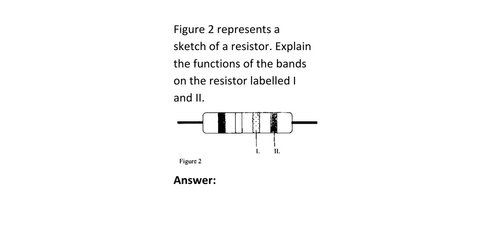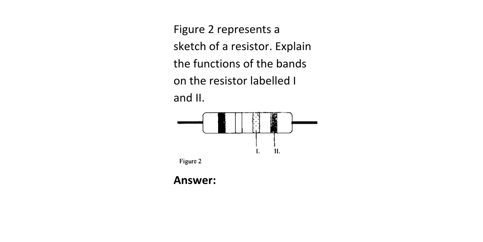Figure 2 represents a sketch of a resistor. Explain the functions of the bands on the resistor labeled 1 and 2. So this is a 4-band resistor. As you can see, this is the first band, second band, third band, and fourth band.